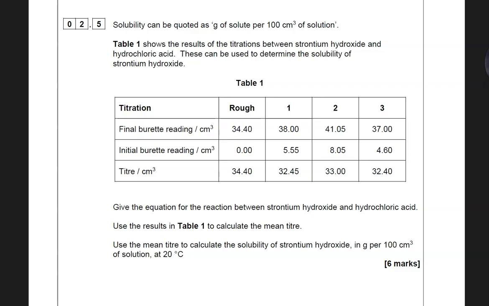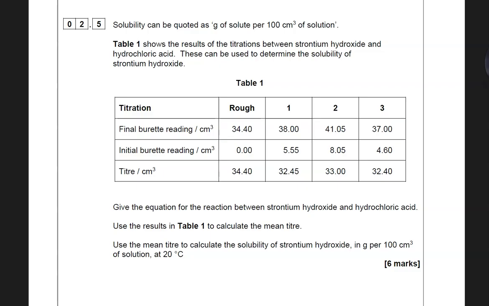So the question asks us, give the equation for the reaction between strontium hydroxide and hydrochloric acid, and then use the results in table 1 to calculate the mean titer, and then use the mean titer to calculate the solubility of strontium hydroxide in grams per 100 cubic centimeters of solution at 20 degrees. And the 6 marks for this, it's a reasonable chunk of a question.